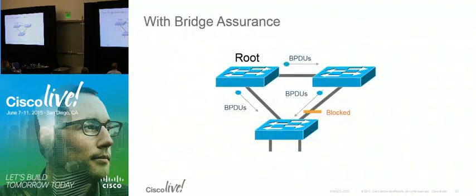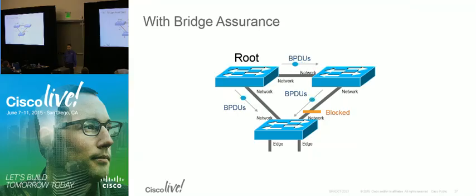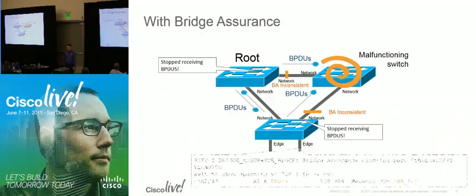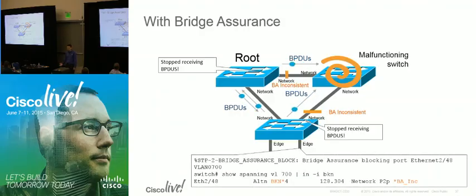Okay? So how does this work? Before bridge assurance, we just got BPDUs going in one direction. When we enable bridge assurance and put the port type in network mode, now I have it in both directions. Okay, like I discussed. I have a malfunctioning switch. I stop receiving BPDUs. I put the port in bridge assurance inconsistent state. Okay, very simple. Very good feature to use. Right? Not on your vPC member ports, but on your vPC peer link, and anywhere where you have just a pure layer 2 spanning tree link.